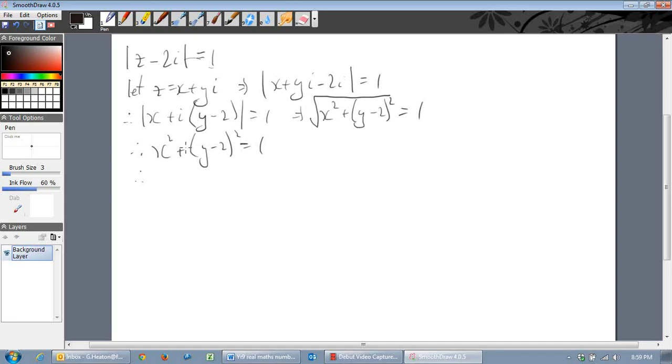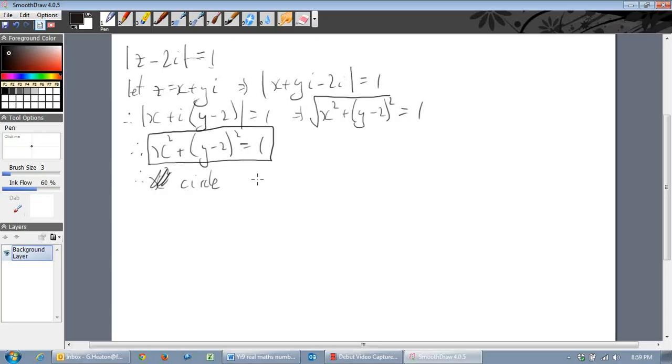Therefore, expand this out now. We've got x squared. In fact, no, I don't want to do anything. I've just realised what I've done. We can stop right here. Okay, so what is that the equation of? Stop right there. You can see what that equation is. That is a circle.